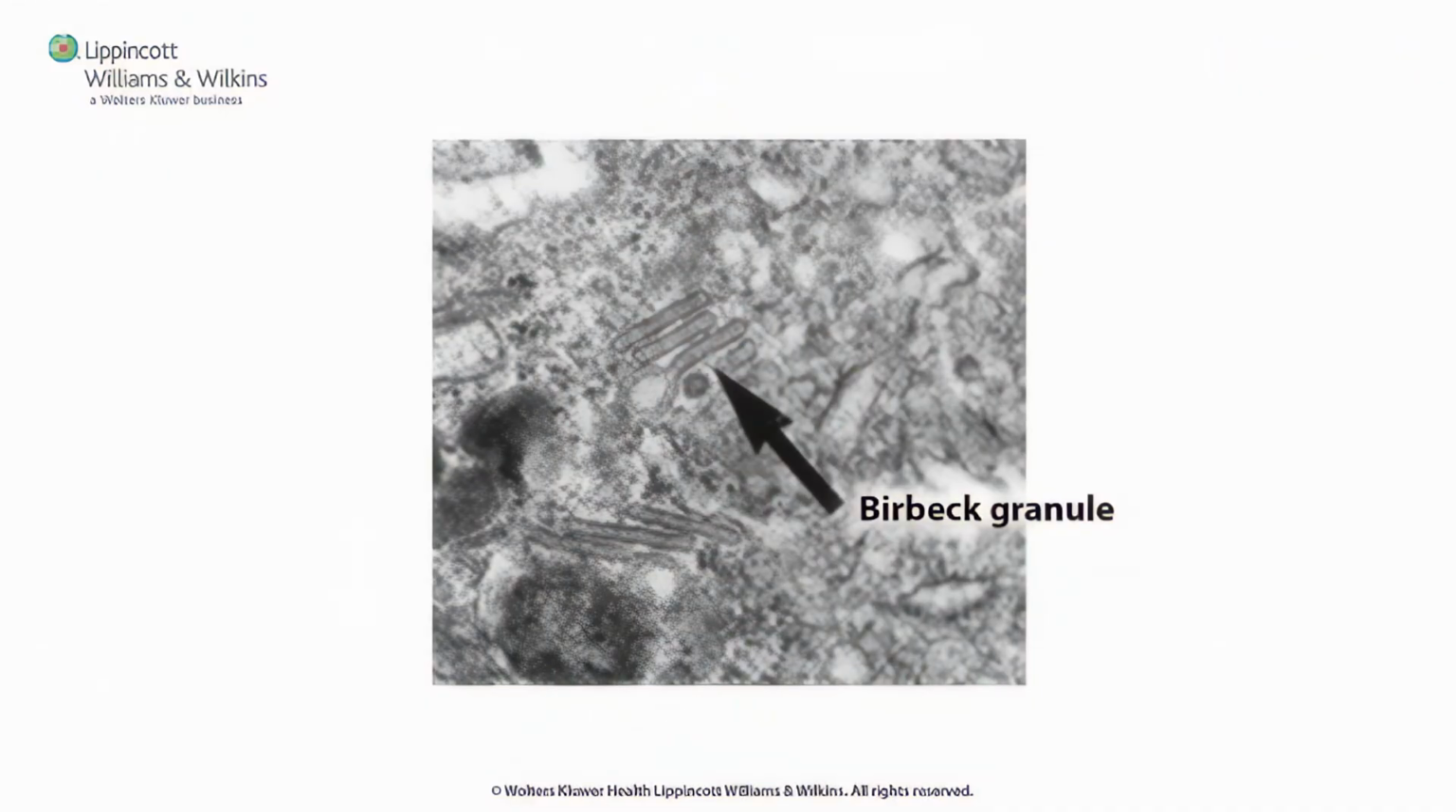And the way you would probably see this on your test is that in electron microscopy, these cells are going to have a Birbeck granule, which looks like a little tiny tennis racket within the cell.